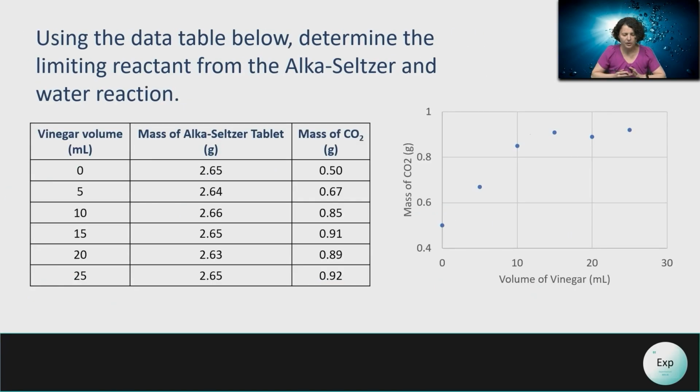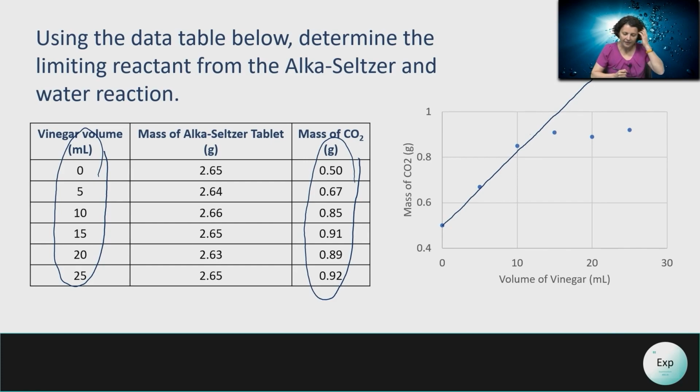If we get this data set, there are a couple things that will right away stand out to us. If we plot the volume of vinegar versus the mass of carbon dioxide produced, then we see that initially we have this almost linear increase in our numbers. And that means that the more vinegar we add, the more carbon dioxide we can produce. And that means that among the Alka-Seltzer ingredients, the sodium bicarbonate is still available to react with the vinegar that is being added in addition to the citric acid.